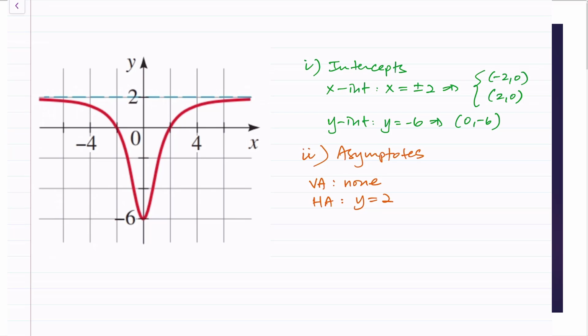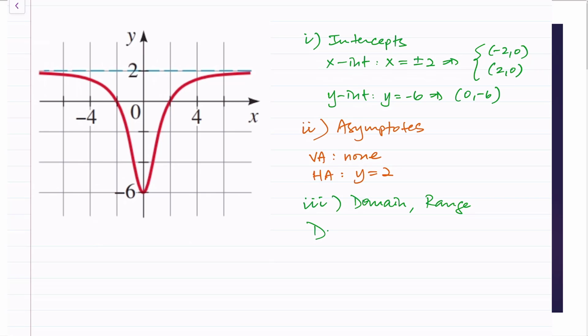And then the next thing we're being asked is domain and range. As far as the domain is concerned, it's going to be all real numbers. The function is clearly supported on the entire x-axis, right? It lives everywhere on the x-axis, and for that reason the domain is negative infinity to infinity.